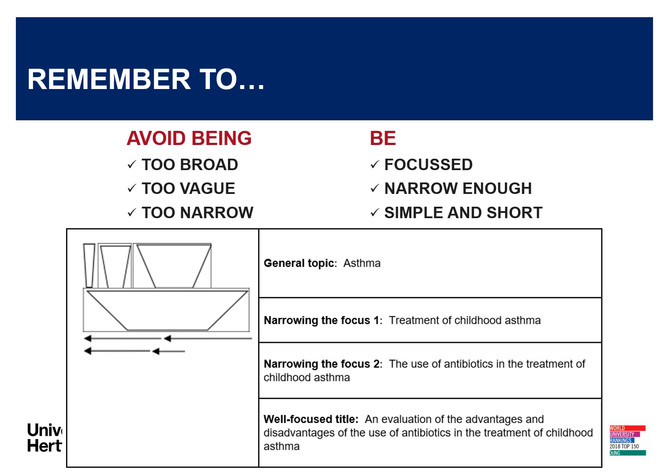Yeah. So if you narrow it down a little bit more, you look into particular antibiotics in the treatment of it. So a well-focused topic is the last one: an evaluation of the advantages and disadvantages of the use of antibiotics in the treatment of childhood asthma. So it's more focused, and it clearly indicates what your research is about.